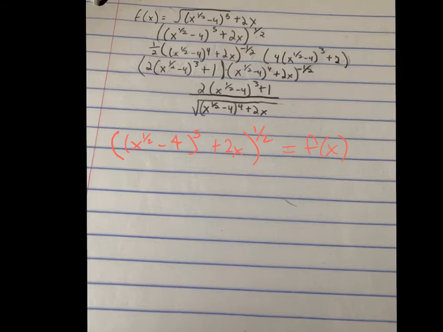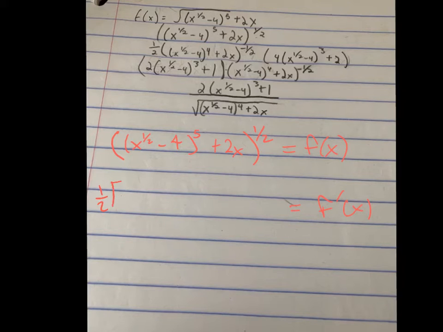Alright, so let's take a look at this function. What we want to do here is find f prime. We want to take the derivative of that. So let's go ahead and use our chain rule. We're going to take the derivative of the outside, so that 1/2 is going to come to the front.